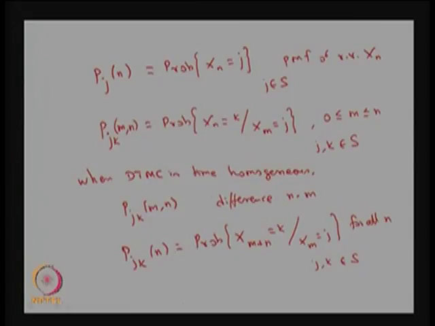because the DTMC is time homogeneous. So, Xm to X(m plus n) is valid for all m. For all n, we are finding the n step transition. Because the DTMC is time homogeneous, this is called the n step transition probability function.